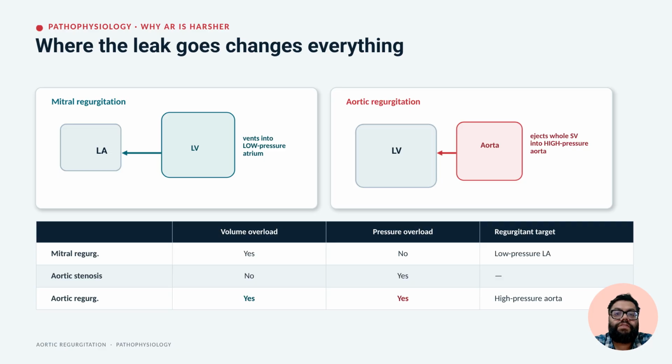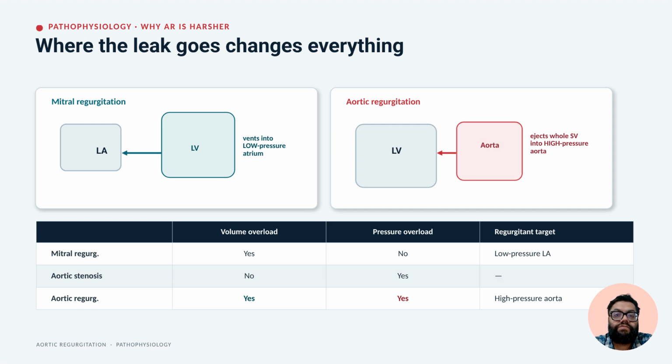This slide answers a question students often ask. If both mitral and aortic regurgitation are leaks, why is AR mechanically the tougher load? The answer is the destination of the leak. A regurgitant mitral valve decompresses the ventricle into the low pressure left atrium. It is a pop-off valve, so although it is a volume overload, the afterload stays modest.